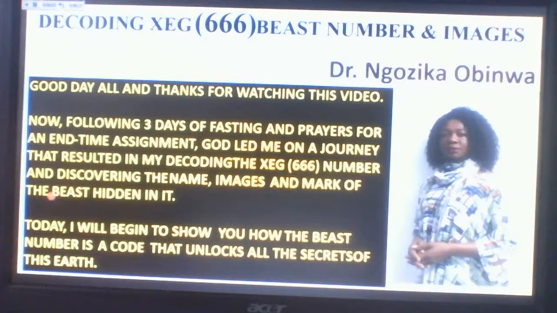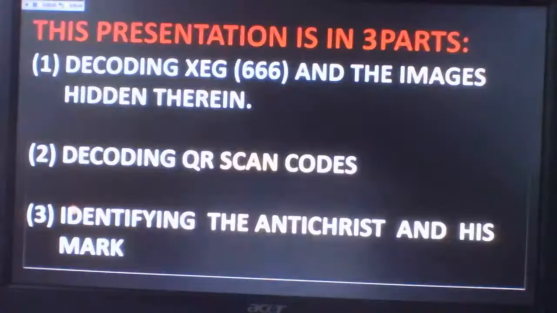Now, following 3 days of fasting and prayers for an end time assignment, God led me on a journey that resulted in my decoding the XEG 666 number and discovering the name, images, and mark of the beast hidden in it. Today, I will begin to show you how the beast number is a code that unlocks all the secrets of this earth. This presentation is in 3 parts: decoding XEG and the images hidden therein, decoding QR scan codes, and identifying the Antichrist and his mark.